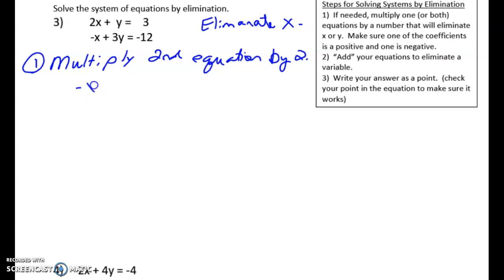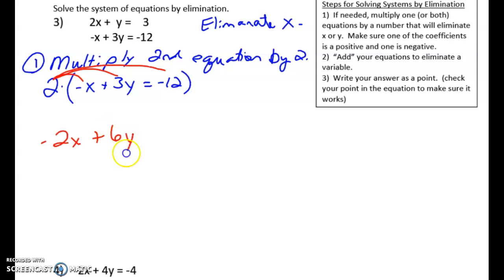So let's take that second equation and multiply it by 2. So if I distribute that 2 through, I end up getting -2x plus 6y equals -24. Okay, so now we're on to step 2. What we're going to do is add our equations.